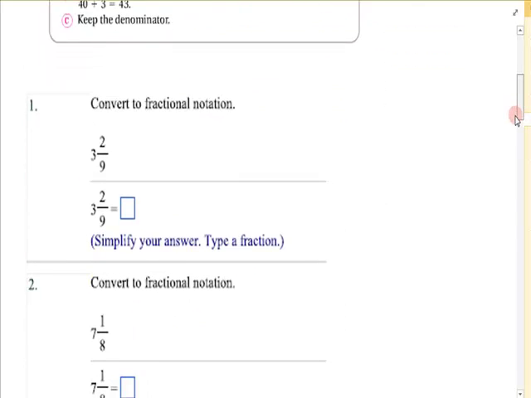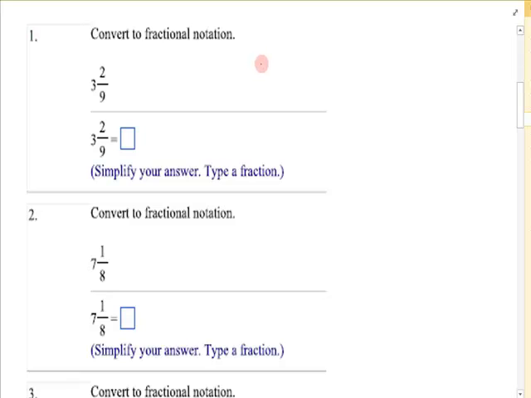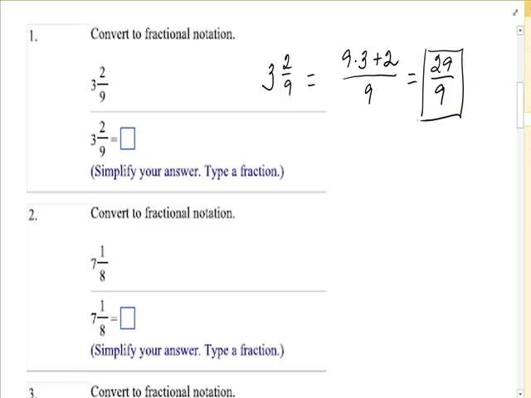Let's take a look at some of these. I have 3 2/9. I'm going to multiply 9 times 3, add the 2, and it's going to stay over the denominator of 9. 9 times 3 gives me 27, plus 2 is 29 over 9. That's my improper fraction.